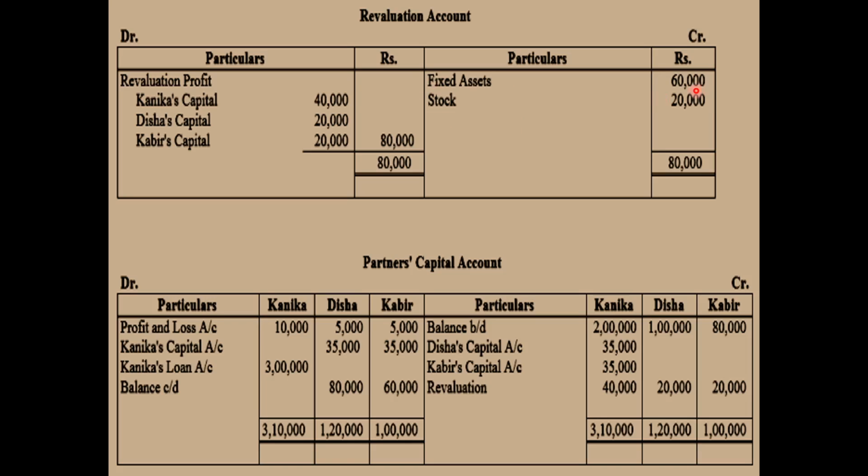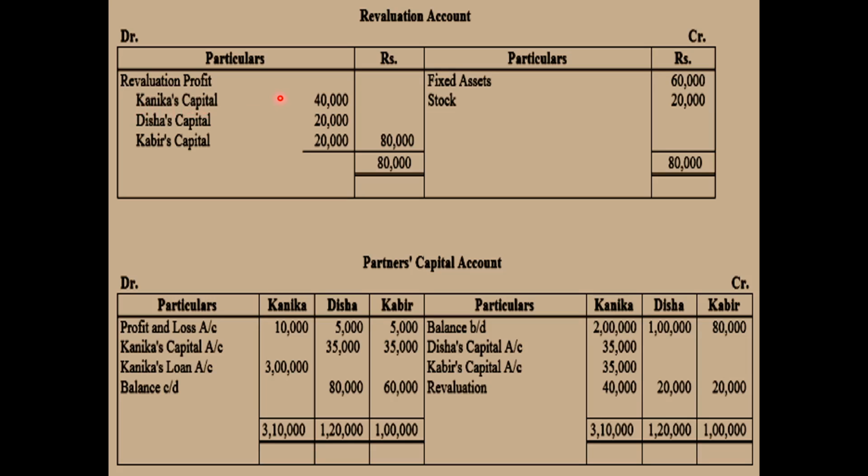Now fixed asset 60,000 increases. So at the time of retirement, only these two asset values change, and that is like increased value. It does mean profit on revaluation. That profit generally you have to transfer to all partners, including the retiring partner. Kanika is a retiring partner, so we have to transfer to Kanika also.